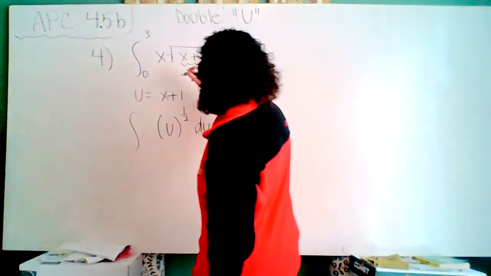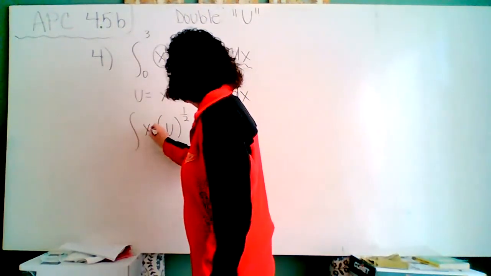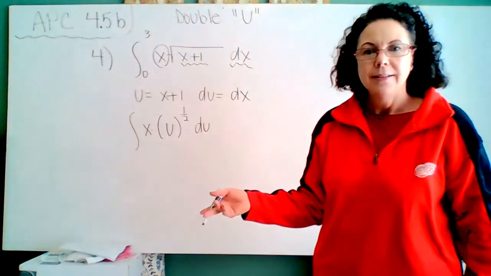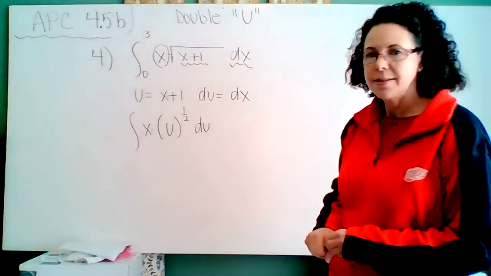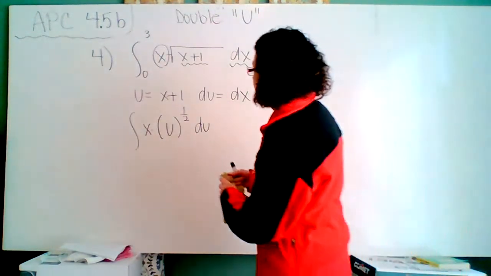But take a look. I still have an x, right? I still have this x here. I can't have that. I can't have x's and u's. So what do I do? Here's what you do.